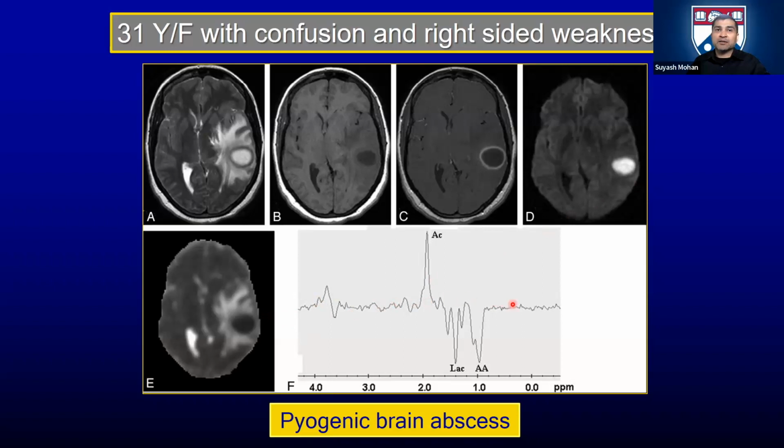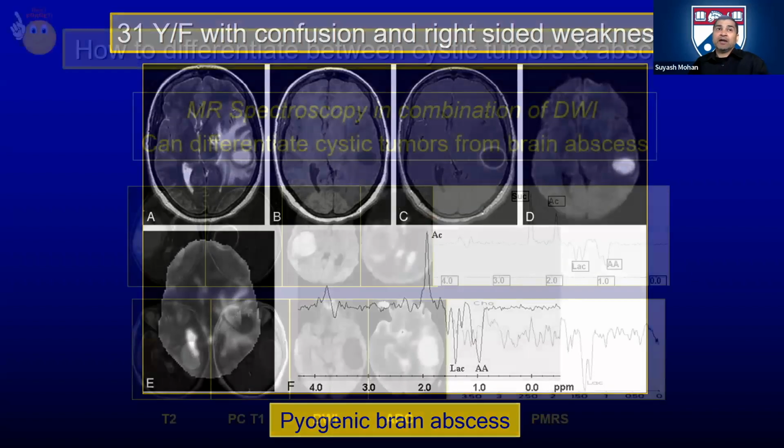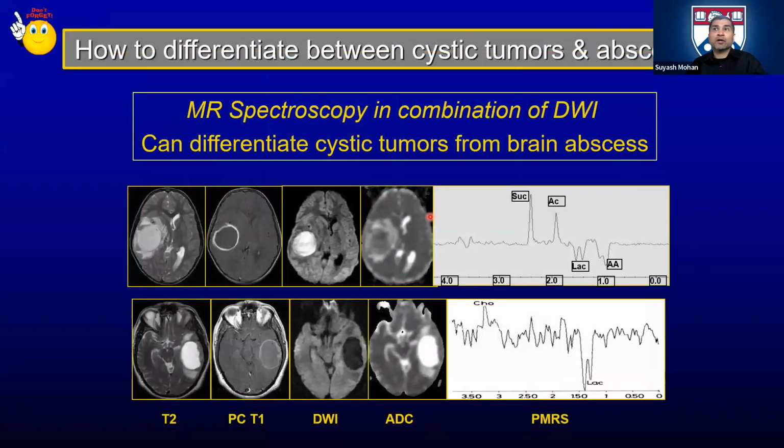The next thing is that spectroscopy is very helpful. Again, I understand that you all may not be doing it, but in case you are, then you look for this peak of acetate at 1.9. If you can find that, then it is, again, very helpful in diagnosing a brain abscess.